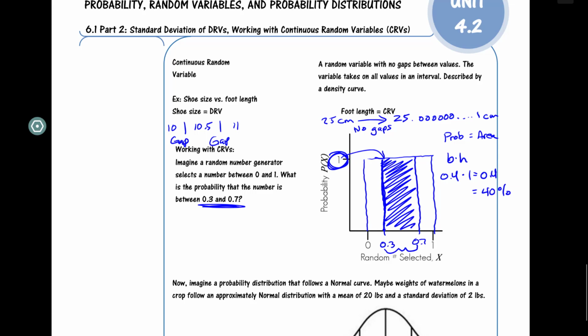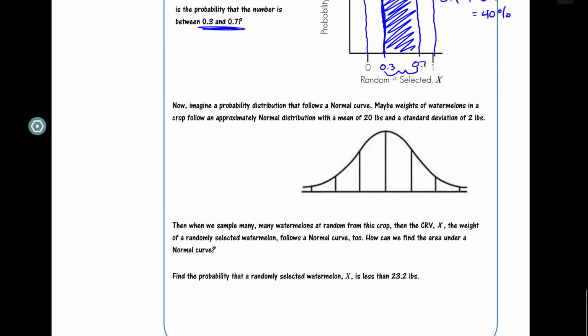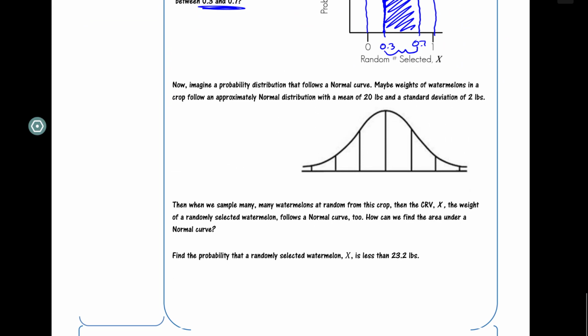Now, not every density curve is going to be a rectangle that's so simple like this. Sometimes it's more like a triangle. Sometimes it's some other kind of weird, crazy curve. And a lot of times we work with ones that are normally shaped. So imagine a normal distribution like this. Maybe say weights of a watermelon in a crop follow an approximately normal distribution with a mean of 20 pounds, which we remember the mean goes in the middle, and a standard deviation of 2 pounds. So at each one of these marks, these inflection points represents a standard deviation. And we go up and down the line, seeing where the different weights of these watermelons will lie.